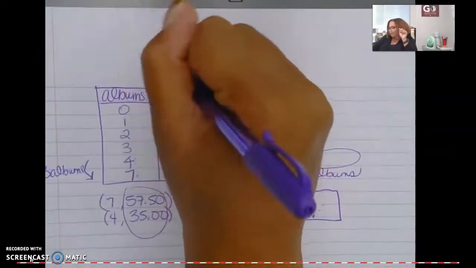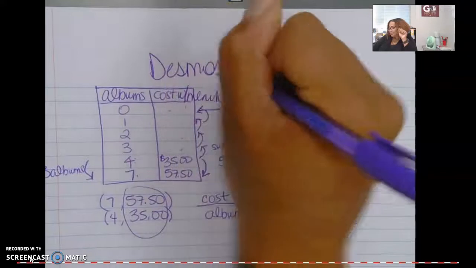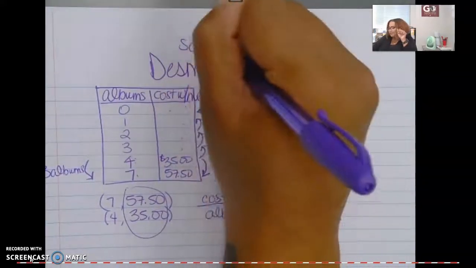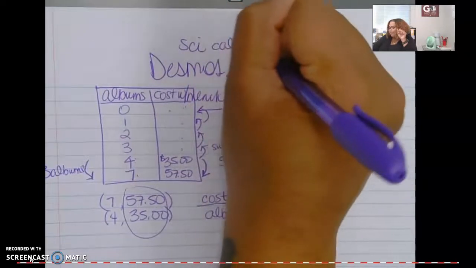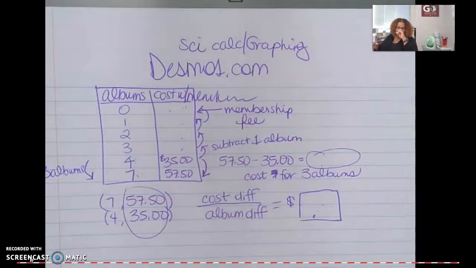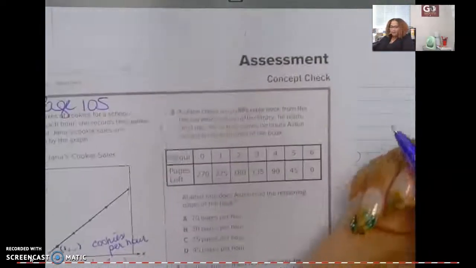If you need help, use desmoscalculator.com. You could use a scientific calculator or the graphing calculator. Both of them will do the trick. Okay? All right, number 3 on page 105.